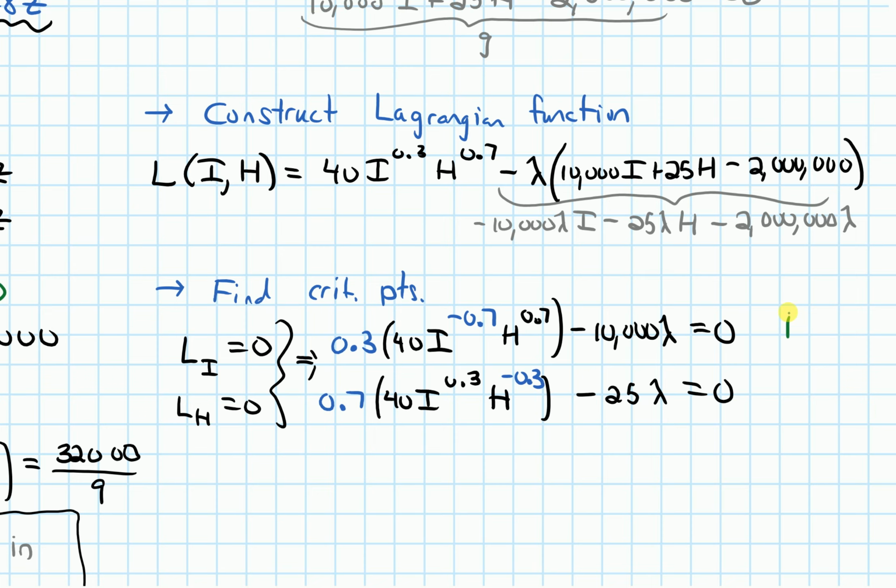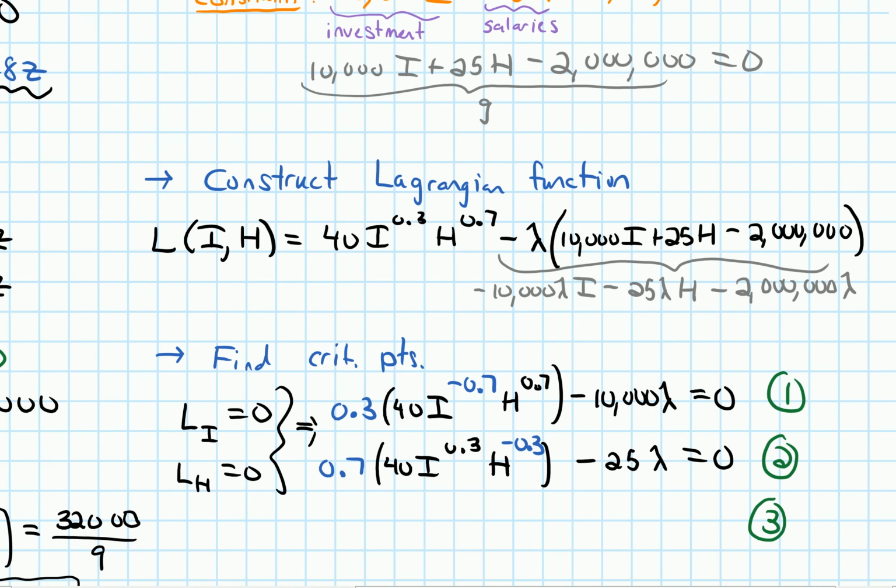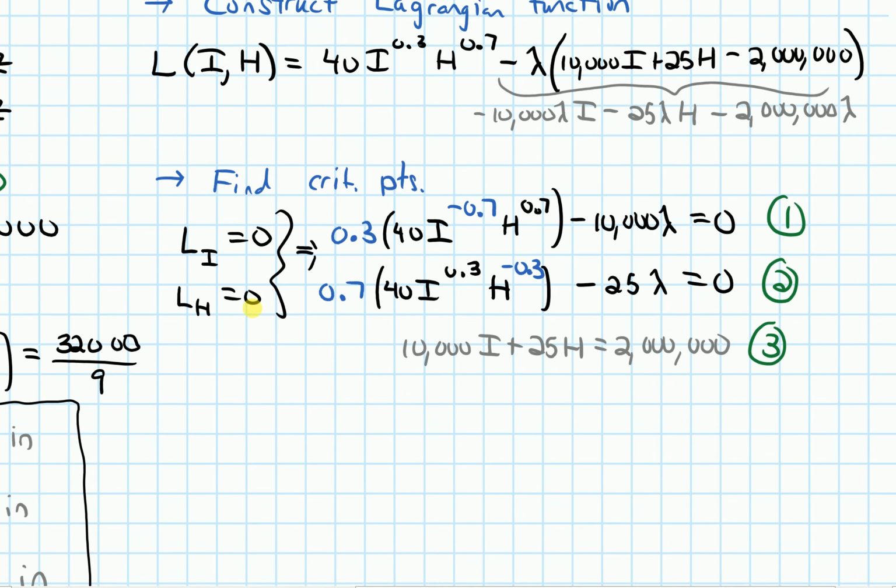So I have my first equation and my second equation. There are 3 unknowns here, I, h, and lambda, so I will need a third equation. When we do Lagrange, that always comes from our constraint, which, remember, was 10,000 I plus 25h equals 2 million. Our constraint right there. So we have the system of equations.